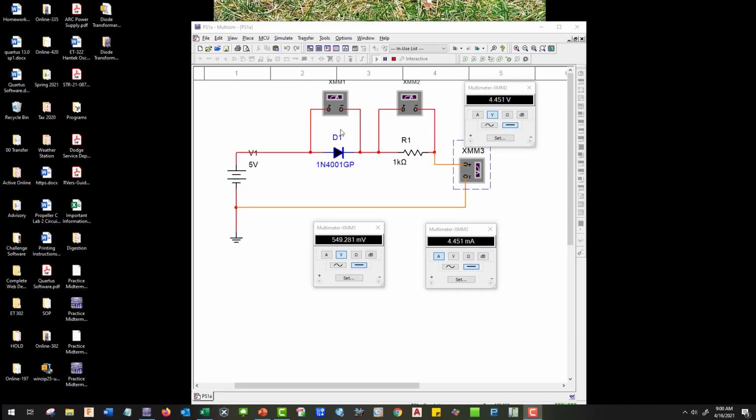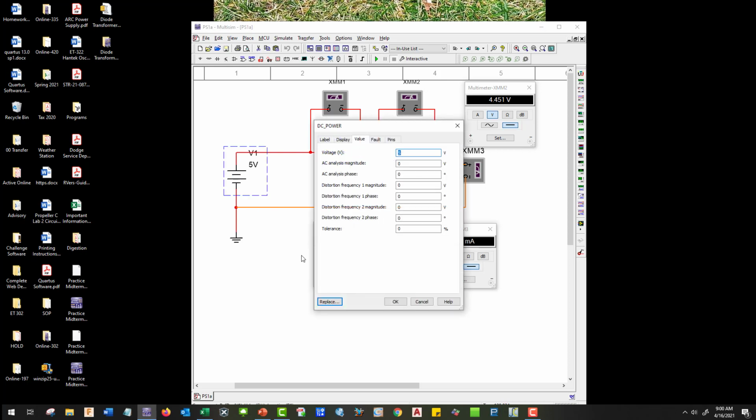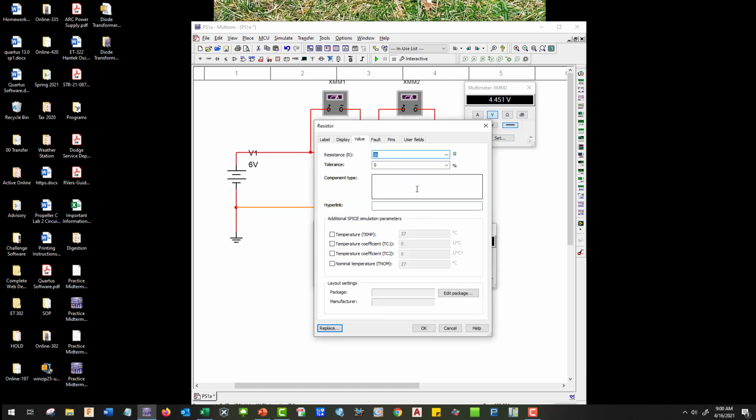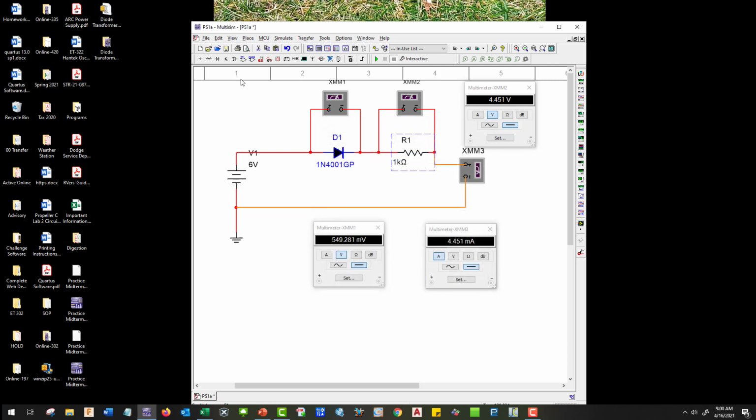Okay, for the next step, let's turn it off. If we need to change the voltage of the battery, just change the voltage. If we need to change the resistance, double click on the resistor and change the resistance in the box. And let's go ahead and open up the next lab.